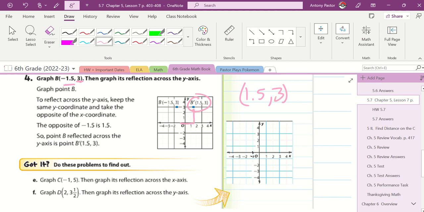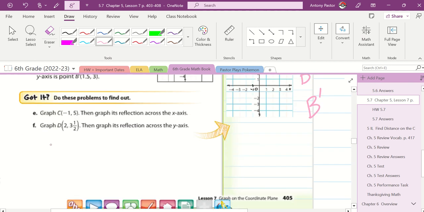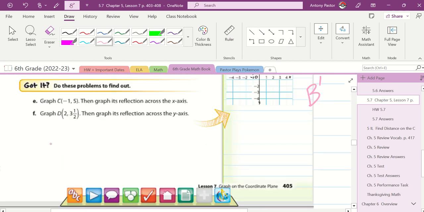That's our reflection point. Notice when they do reflection points, so this is B, the reflection point would be written as B with a little line afterward. That means it was reflected. All right, let's do this.